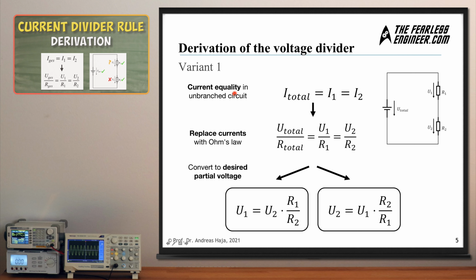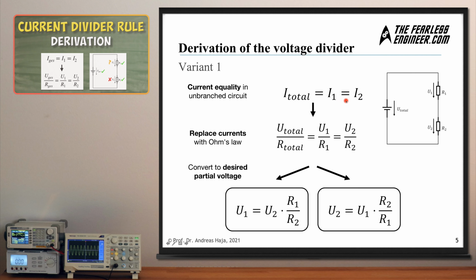in an unbranched circuit, which means in a circuit where no junction points exist, all the charges which leave one of the terminals of the battery must arrive at the second terminal of the battery. They cannot be lost. And this means, as the current is not branched away, there's no junction point, the current flow is identical for both resistors, which means the total current flow is identical to the current flow through the first resistor, is identical to the current flow through the second resistor.